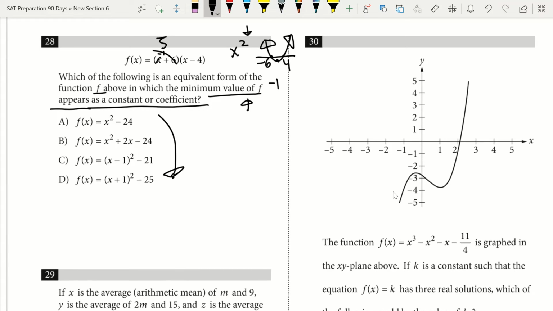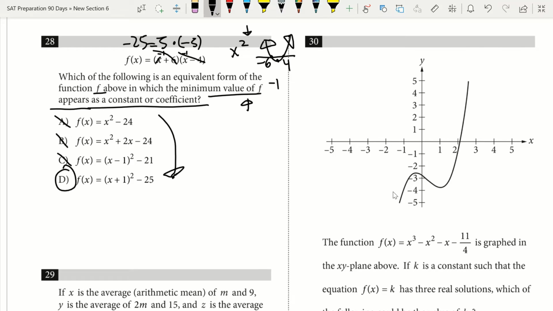So I got negative 1 plus 6, that's going to give me 5. Then I have negative 1 minus 4, that's going to give me negative 5. So we have 5 times negative 5. We know that that's going to give us negative 25. Okay, so I find my answer with negative 25. I see the only one that has that is D, so D will be my answer there.